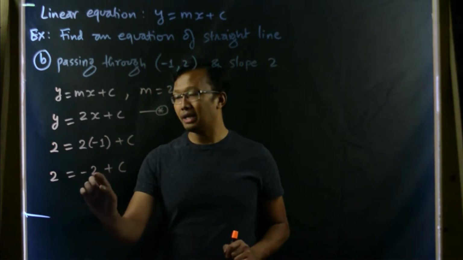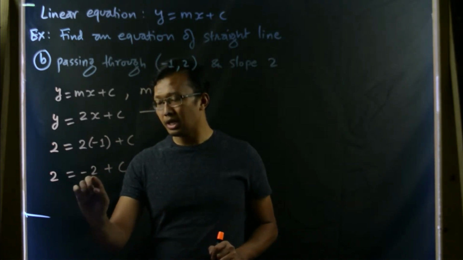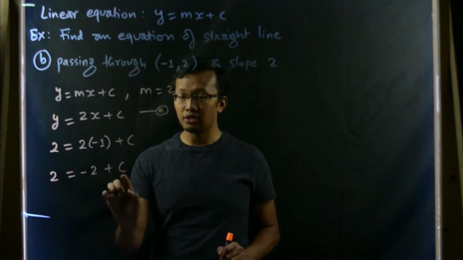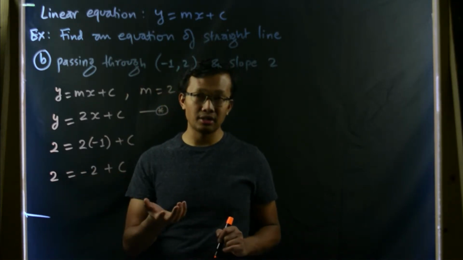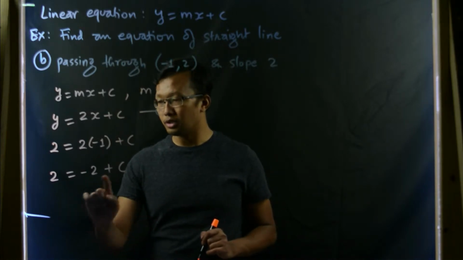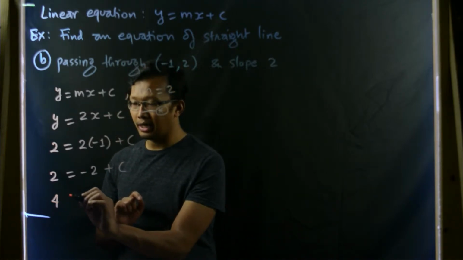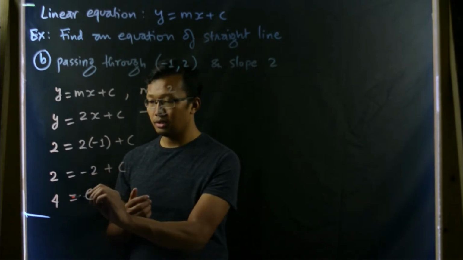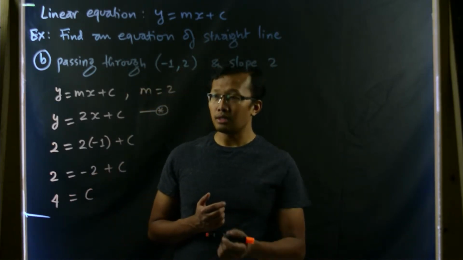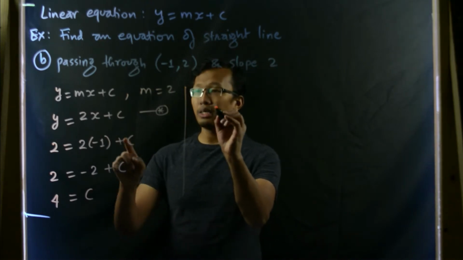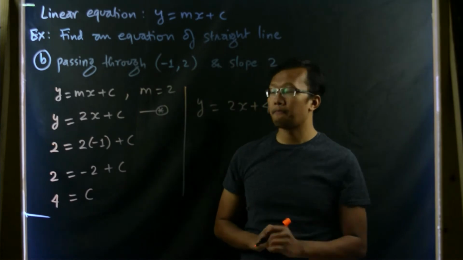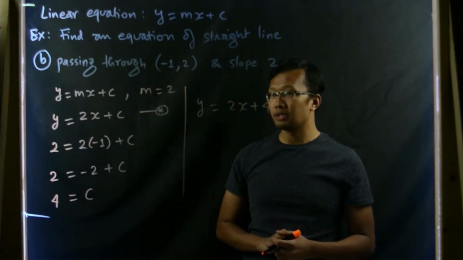Now if we add 2 on both sides, then this will get removed, okay, and it will isolate c, so that we will get the value of c. So let us add 2 on both sides. This will be 4 and this will cancel out, and so c equals 4. Thus our equation would be y equals 2x plus 4. So that would be the equation.